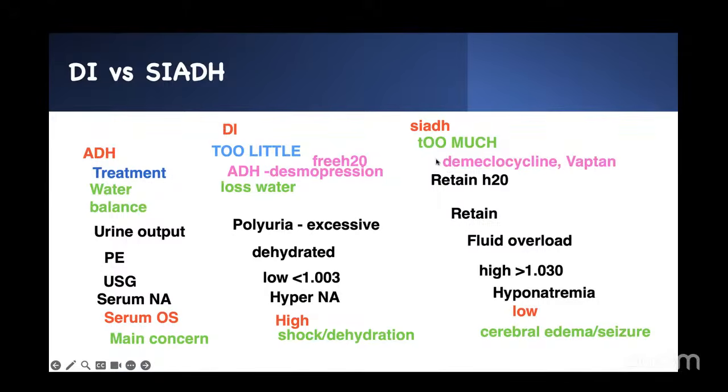Remember, they are fluid overloaded. Therefore, we're going to restrict them from drinking. And because they're going to have seizures, what are we going to do? Give them hypertonic saline, 3%, so that they don't have seizures. This is all you need for SIADH and DI.